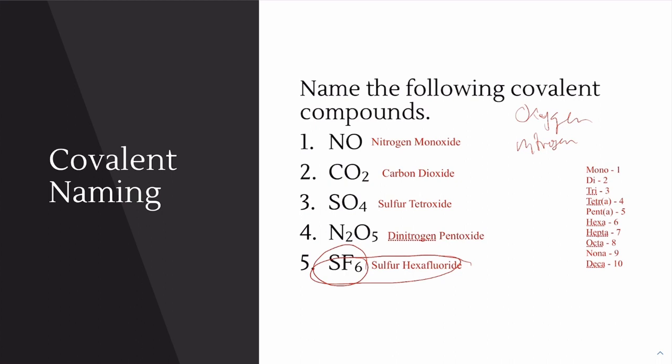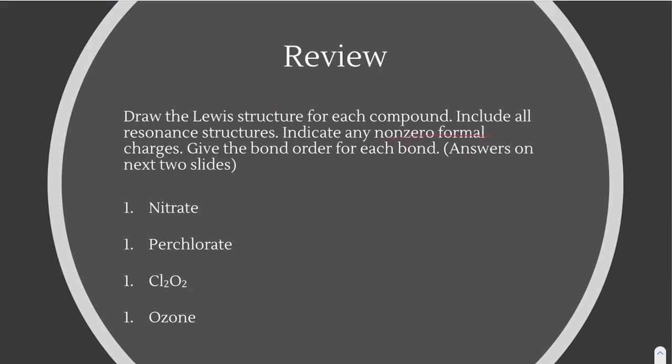Pretty straightforward, as long as you understand that for the very first element we don't put a prefix on until there's more than one. The second one we always do, and the second one we always add this "ide" to the end. Okay. All right, now on to Lewis structure.